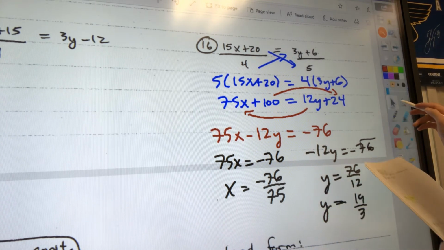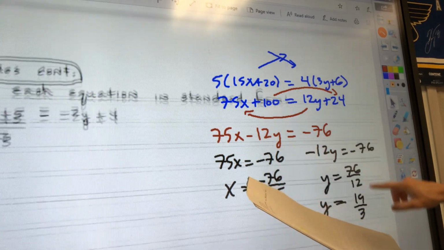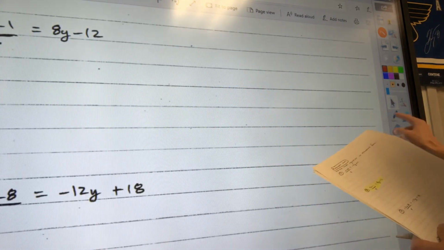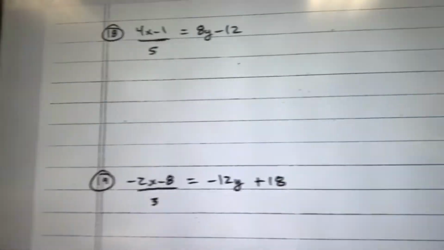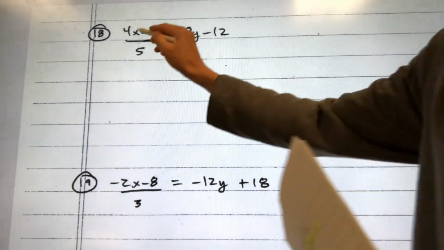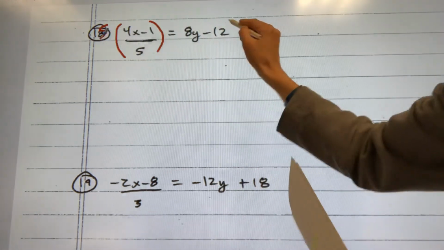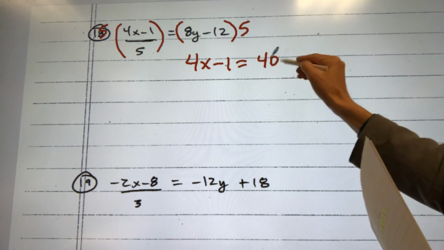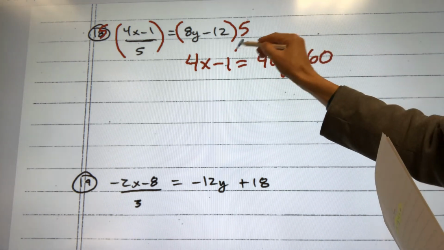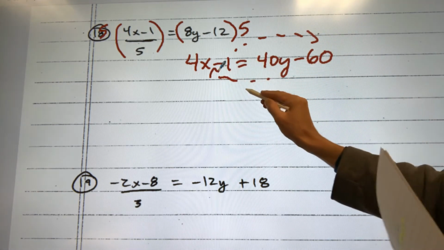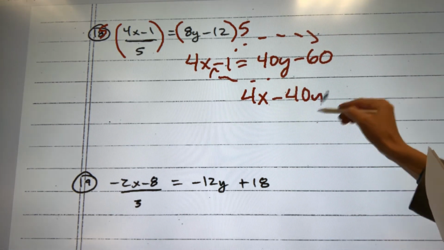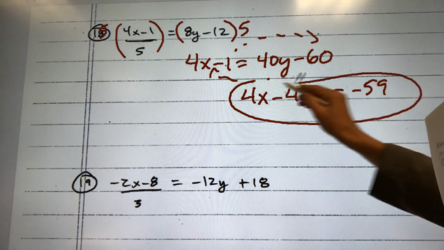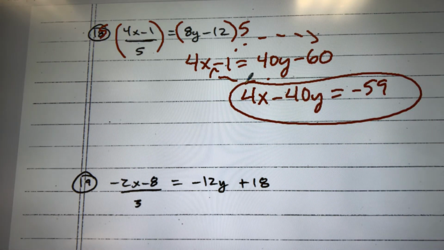Page 9, I'm going to do one of these with you. Write each equation in standard form, which is what we did on the last one, actually. And we don't have to find the intercepts on this one, so this will actually be slightly easier than the last one. So multiply everything by 5 here. I get 4x minus 1 is equal to 40y minus 60. Move that over, move this over. So 4x minus 40y is equal to a negative 59. X and y, no fractions attached. X is positive. That is in standard form.